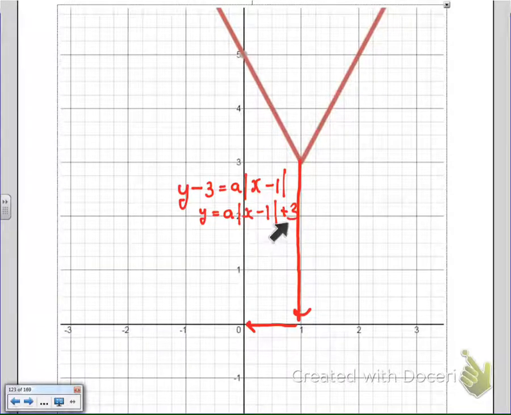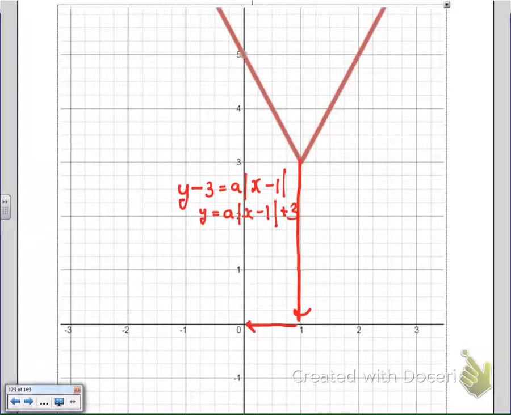And one thing we can notice is with the walk it home method, we get the y part on the left side. I add it over to the right side in order to actually make this look more like a function. So this is an adaptation or modification of walk it home. Anyway, we still have to find the a value.